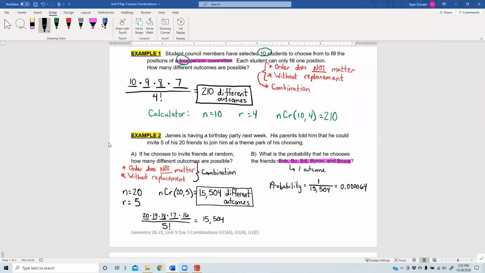0.000064. That's the probability as a decimal. If you just really wanted to, you could put it as a percent, but I at least want you to put it as a decimal. That's the probability that of his 20 friends, those are the exact 5 he picks.